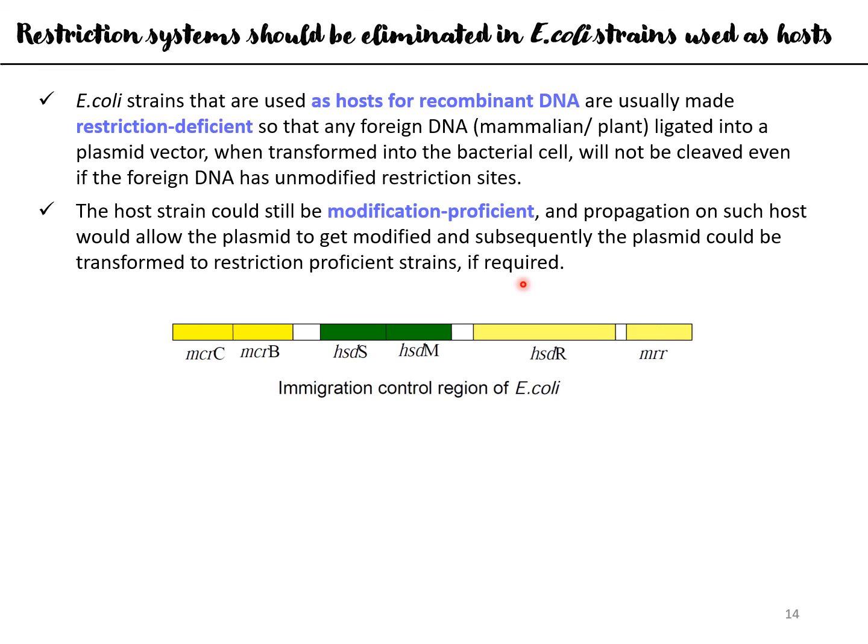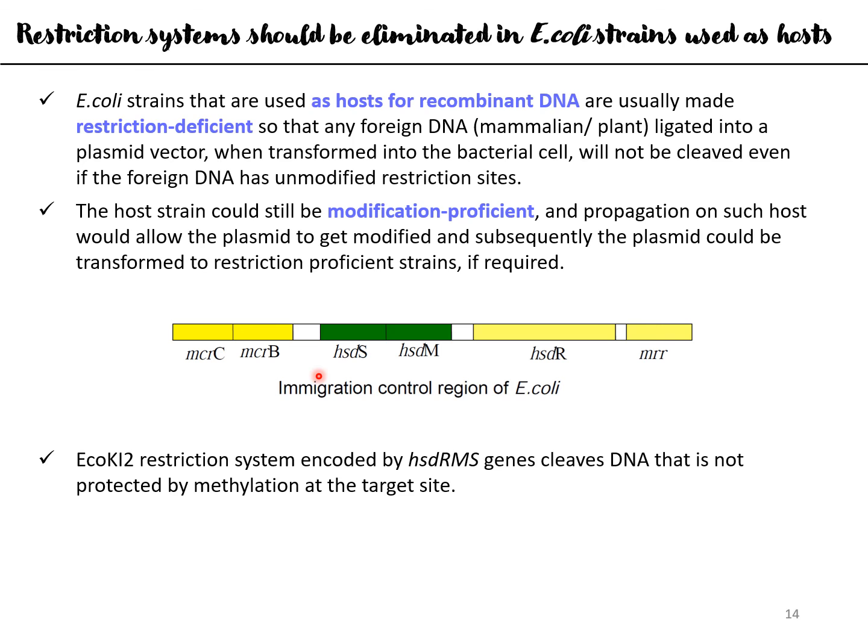So this is the immigration control region of E. coli. So these are the genes. So we have the HSD RMS gene, right? We have the MRR gene, which is involved in the acceptance of foreign DNA, which is modified. And we have the MCRC, MCRB. So you don't really need to know much about these genes in detail. Just know that these encode for both the modification as well as the restriction system.